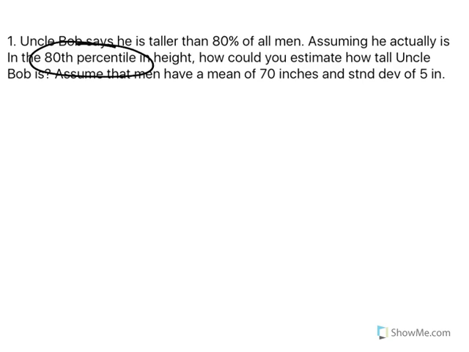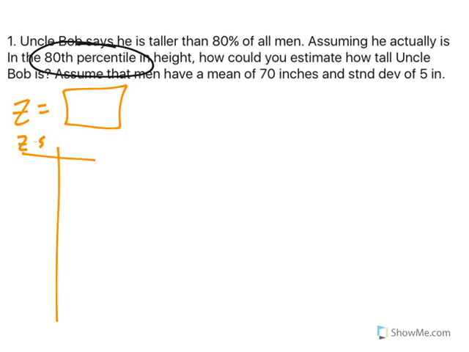80th percentile means that the z-score is unknown, but when we look it up in our table where it says z-score and probability, we are looking for a probability of 0.8, because the probability is the same as percentile, right? The 3 P's: probability, percentile, proportion. So if we know the percentile is 80th, that's 80%, that's 0.8. We want to find where the probability is 0.8. What z-score goes with that? If you look, the z-score that goes with a probability of 0.8 is 0.85. So Uncle Bob would have a z-score of 0.85.